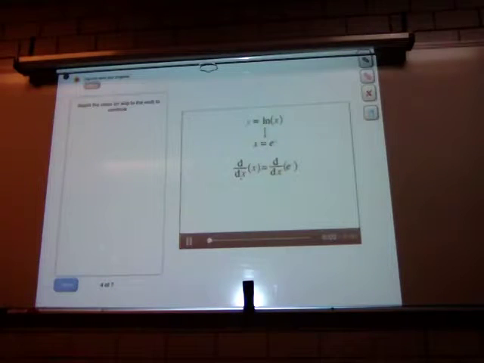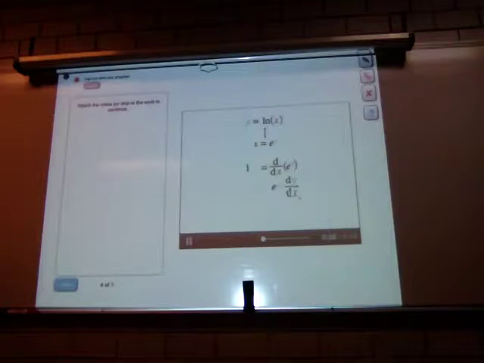The derivative of x is 1. And to find the derivative of e to the y, we can use the chain rule. Let's first take the derivative of e to a power, which is e to that same power, or e to the y. And now we can multiply this result by the derivative of the power. So we're multiplying e to the y by the derivative of y. And we can write the derivative of y as dy dx.